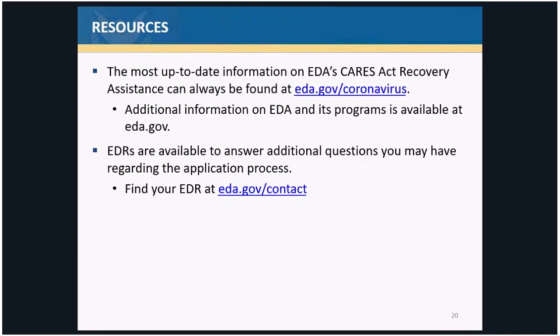Turning back to Economic Development Administration's CARES Act recovery resources, this slide once again reminds our viewers that the most up-to-date information on our CARES Act recovery assistance can always be found at eda.gov/coronavirus. There's additional information on EDA and its programs available at our main website at www.eda.gov. Our economic development representatives in the regional offices are also available to answer additional questions that you may have regarding the application process. You can find your economic development representative for your state or local area at eda.gov/contact.